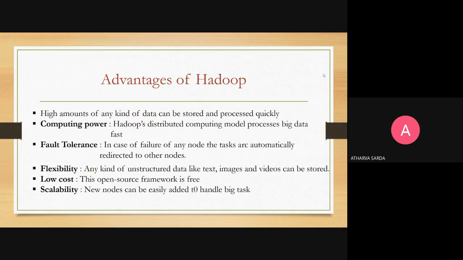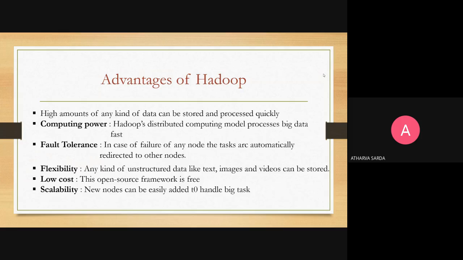Now, let's look at the advantages of Hadoop, why it is so famous and why everyone is using it, and most importantly, why it is called the backbone of big data. High amounts of any kind of data can be stored and processed quickly. Computing power: Hadoop's distributed computing model processes big data fast. As before, some slides ago we saw how much data is created. So the main advantage of Hadoop is that it handles this data.